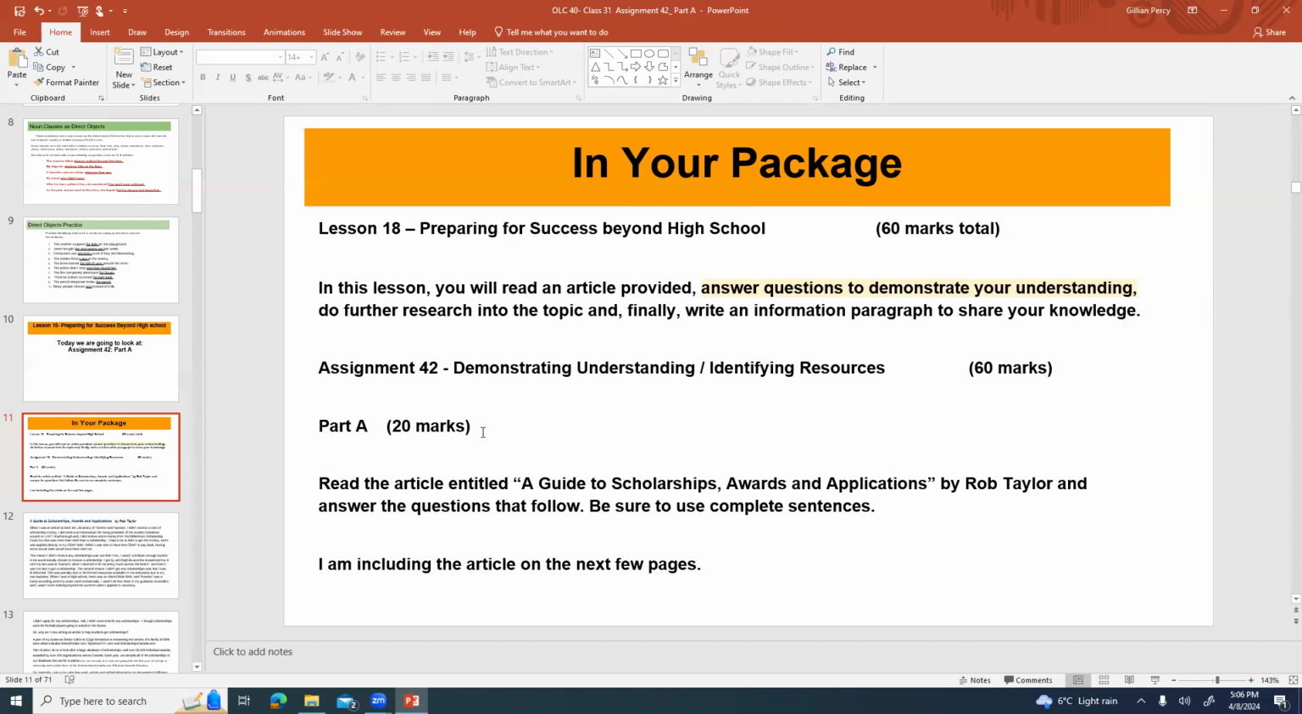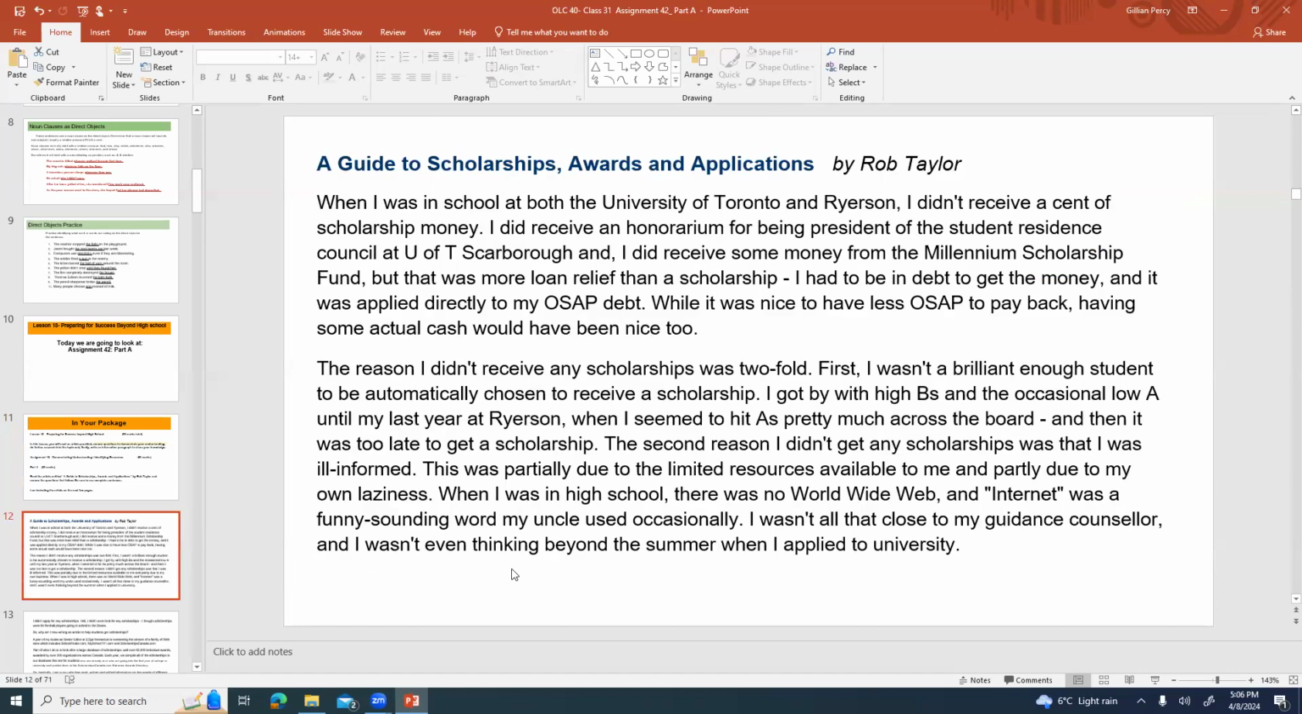Part A is worth 20 marks. Read the article entitled, A Guide to Scholarships, Awards, and Applications by Rob Taylor and answer the questions that follow. Be sure to use complete sentences. So I'm going to include the article over the next few pages because it's pretty important to the questions. A Guide to Scholarships, Awards, and Applications by Rob Taylor.